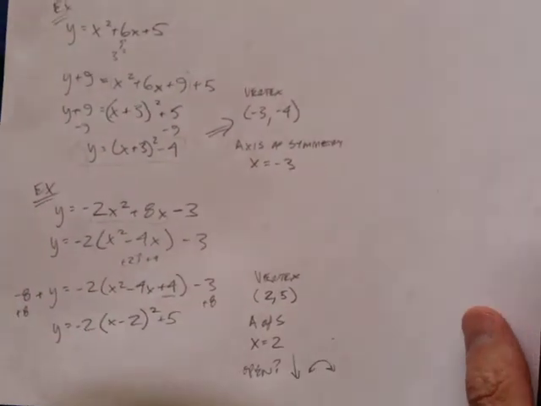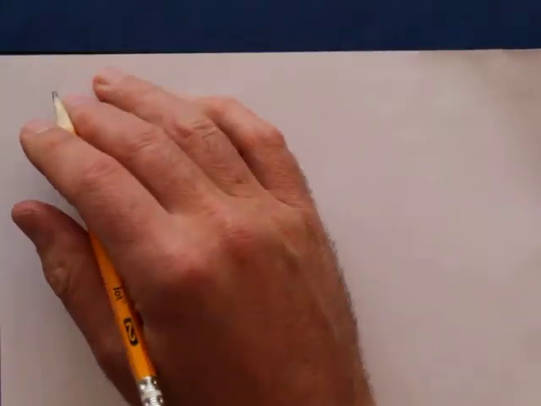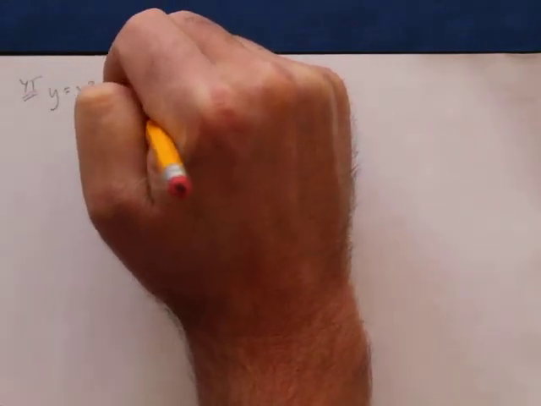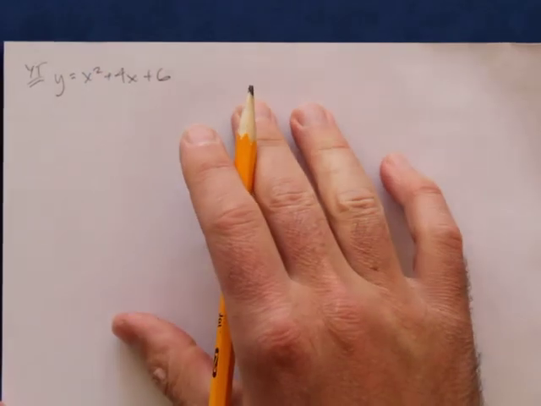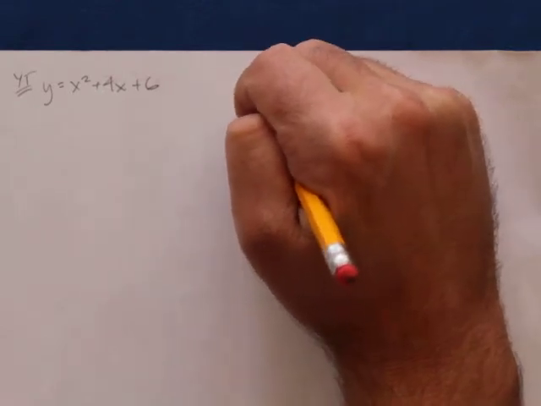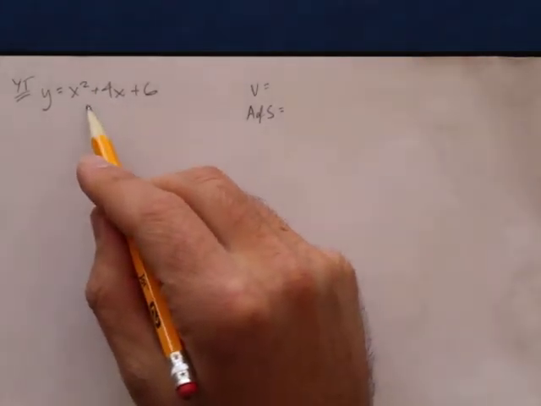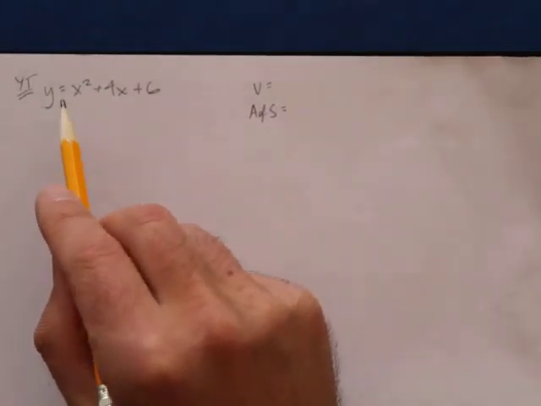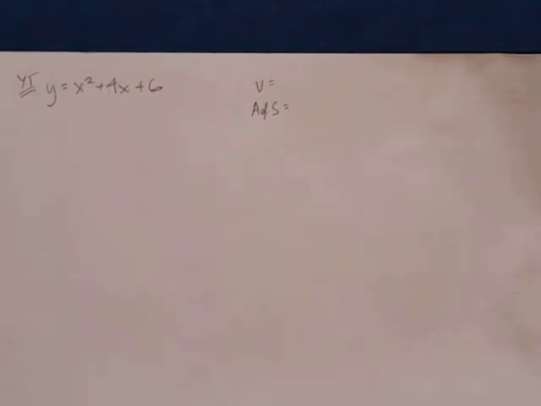All right, let's see if you can do one on your own. Oh, I've got several you tries. Oh, goodness. All right. I think we're just going to do a bunch of examples here. All right. You try. y equals x squared plus 4x plus 6. I want to know the vertex. I want to know the axis of symmetry. And I want you to write this in the vertex form, like we've been doing.